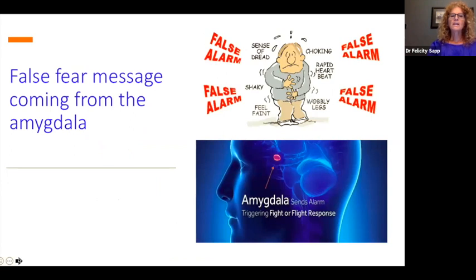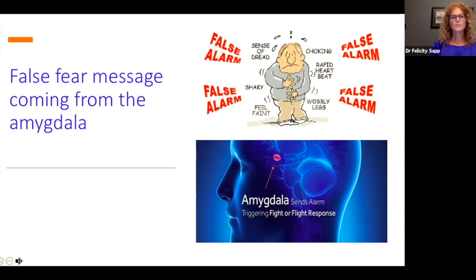I also want my patients to understand that what's going on in the brain is that the amygdala is sending a false alarm. It's sending off a false message, and when it does that, it still triggers the fight or flight response. So the body responds as if the danger is real. This helps patients understand that what you're feeling is 100% real, and that you understand what's going on.